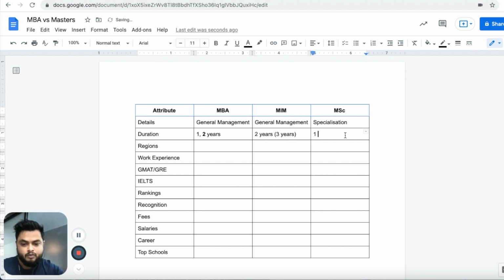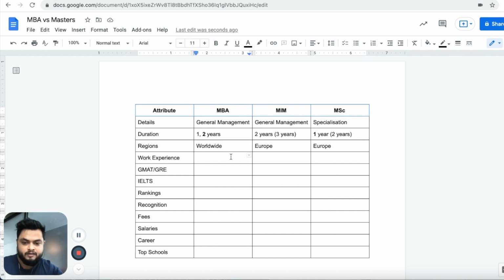MSc, on the other hand, is basically a 1 year program predominantly. However, if you are a fresher, you have less than 3 years of work experience, you have a 3 year degree, then you can go for a 2 year MSc as well. But basically, I'm going to highlight one because it's usually a 1 year program. Regions: MBA is worldwide, because MBA is a very common program across the globe, whether it's India or US or Australia. MIM is majorly found in Europe, and MSc is again majorly found in Europe. When I say Europe, I mean that you can find these programs in any other country as well. However, this section talks about which regions predominantly produce these kinds of programs.